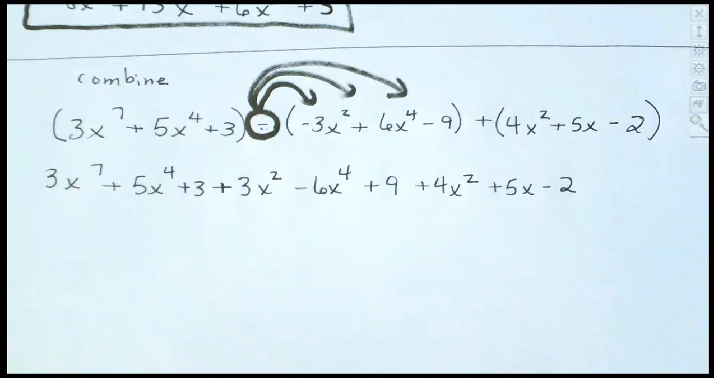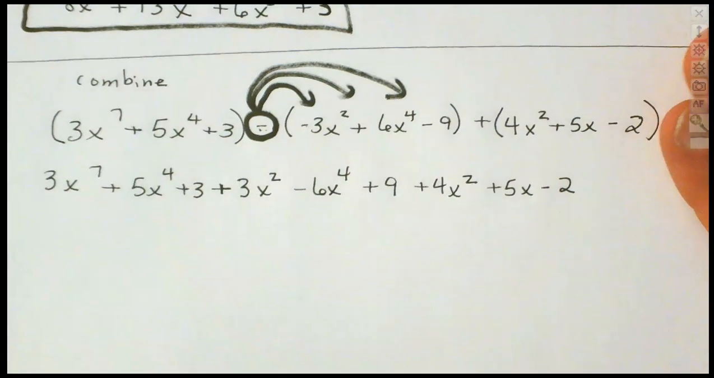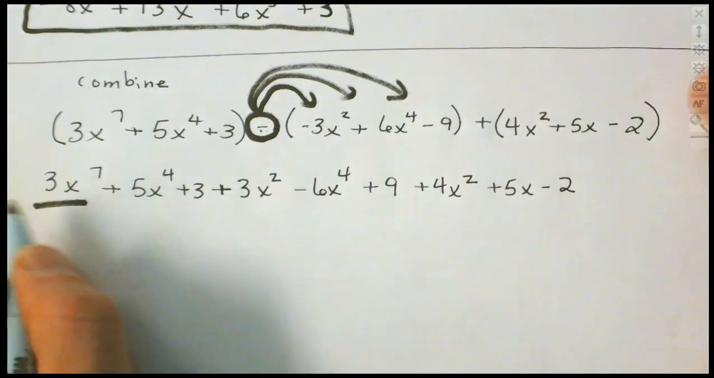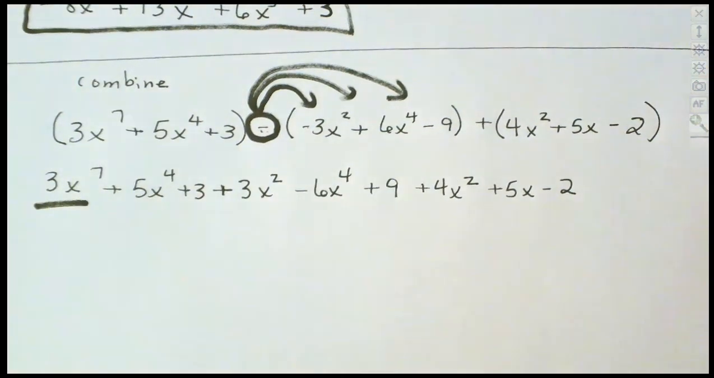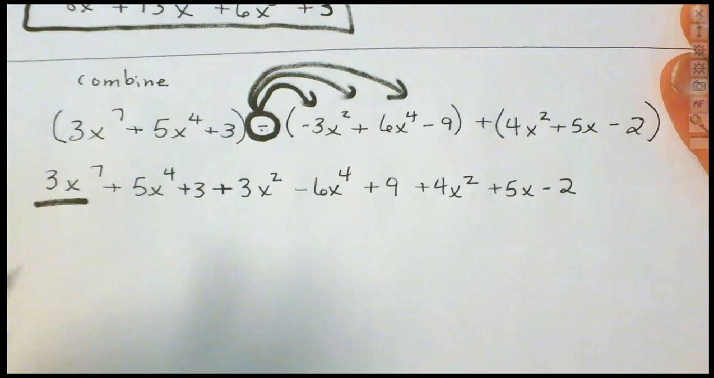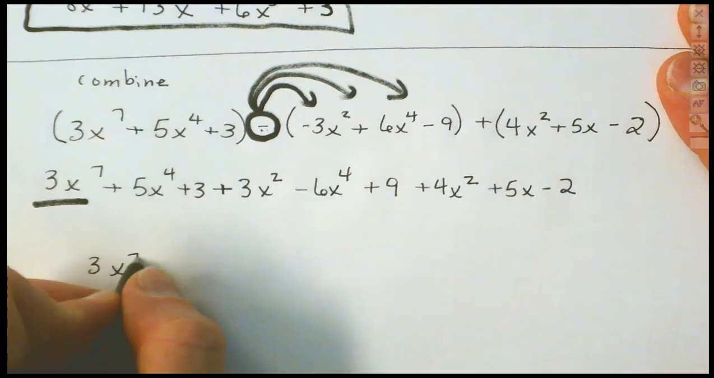Now, what do we need to do? We need to rewrite this in as few terms as possible with the highest power going first, and work your way down. So what's our highest power? It looks like it's going to be this 3x to the 7th. And there's nothing else that can be combined with it. So that's going here.